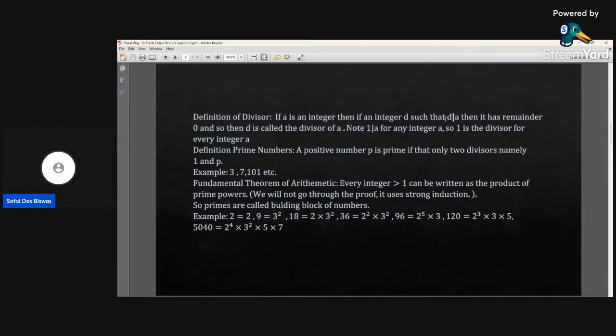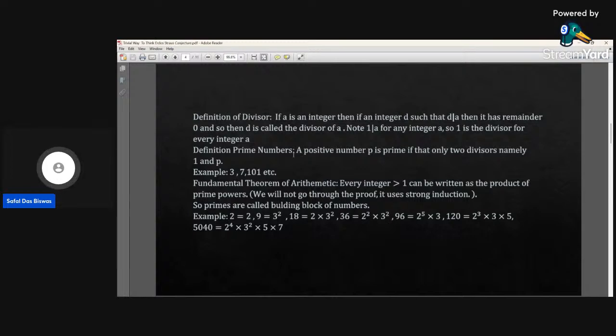That means if some integer d divides a and leaves remainder 0, that is, after dividing a you get 0, then d is called a divisor of a. d can be positive or negative, but we will restrict it to positive for this lecture. So 1 divides a for any integer a, because a equals 1 times a. If you multiply 1 with a, we get a itself. So 1 is a divisor of every integer a.